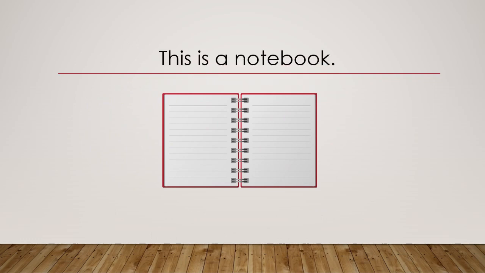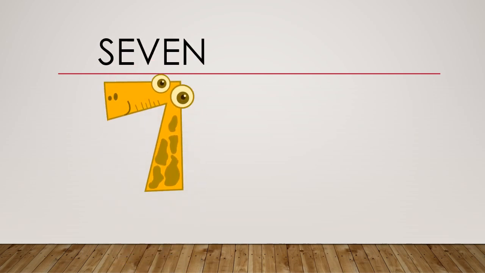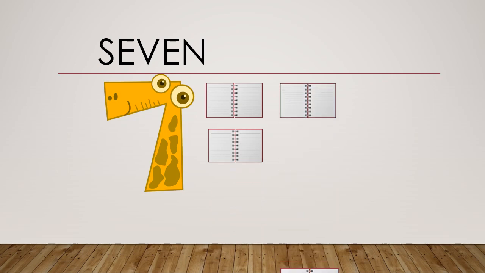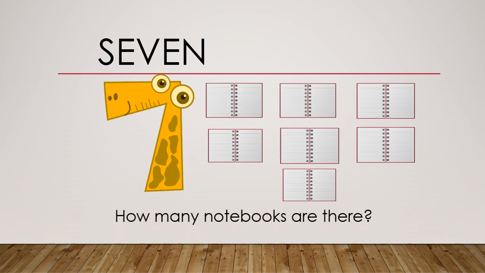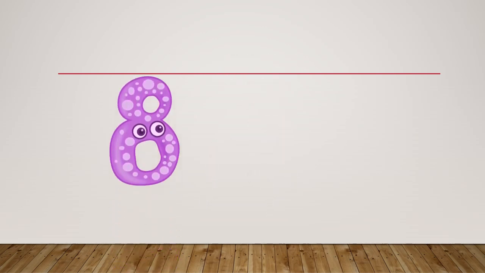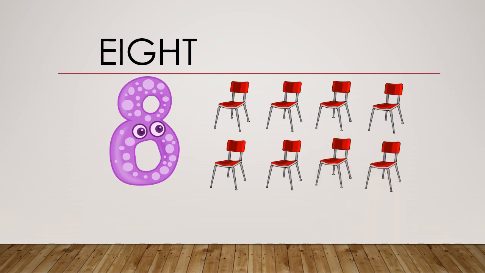This is a notebook. 7. 1, 2, 3, 4, 5, 6, 7. How many notebooks are there? There are 7 notebooks. This is a chair. 8. 1, 2, 3, 4, 5, 6, 7, 8. How many chairs are there? There are 8 chairs.